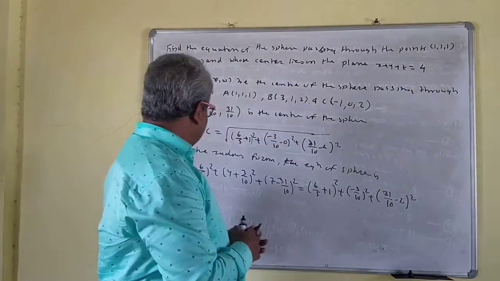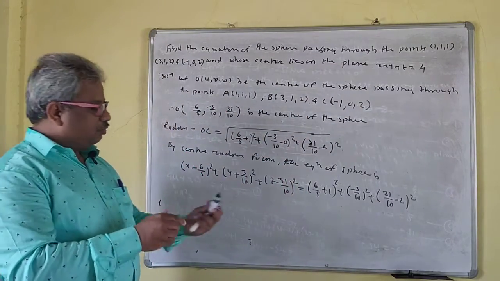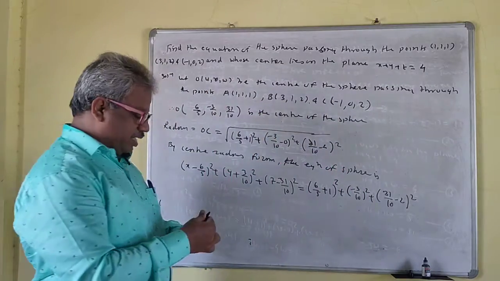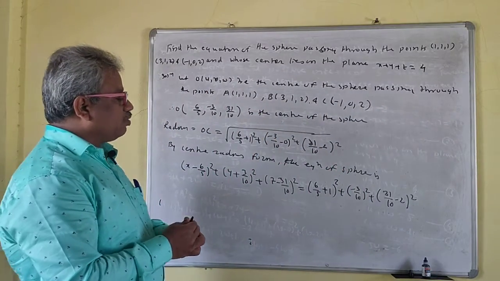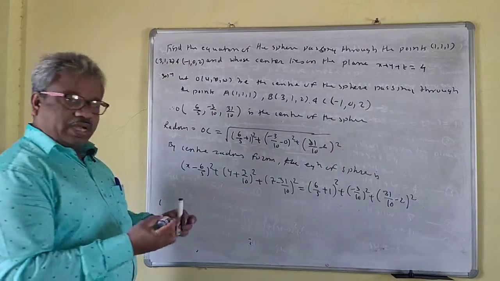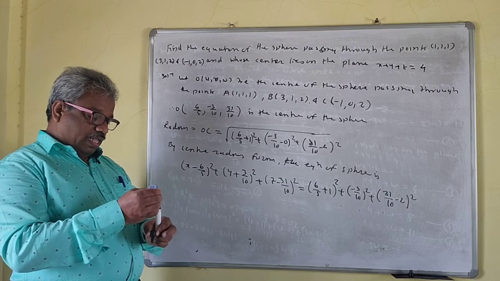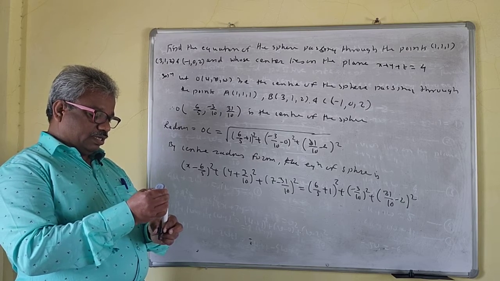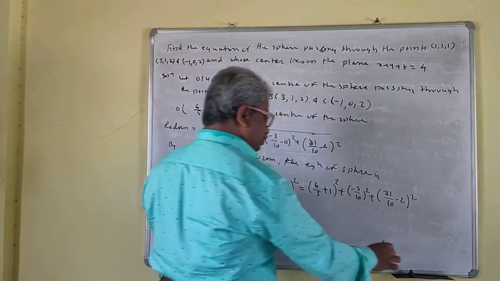So now see, this 6 by 5 square is there, and 3 by 10 square is there. So we are not simplifying this, we are not expanding this. Only we will collect the first term and the middle term, and then we will collect the middle term and the last term. Okay, so that we will do.